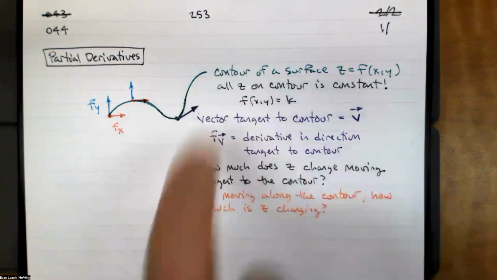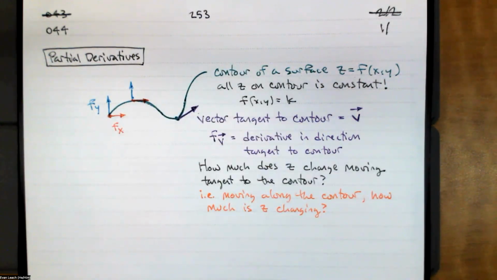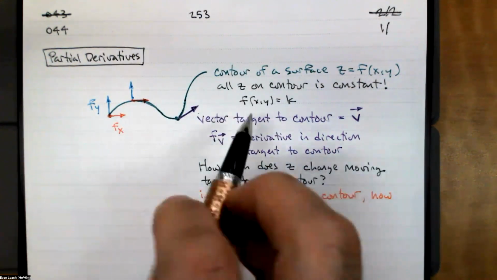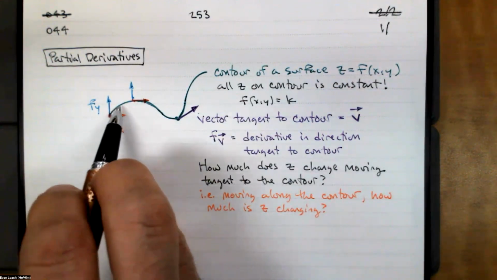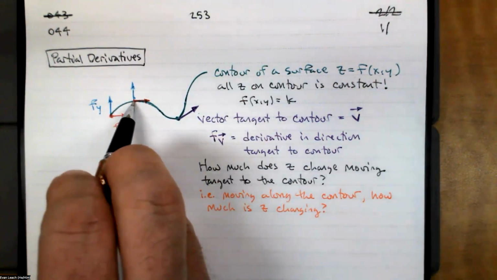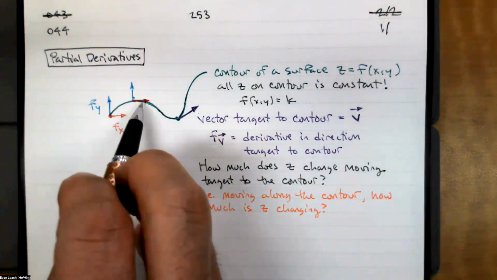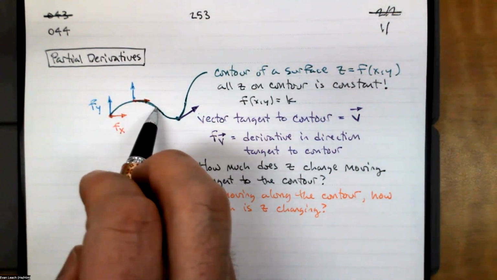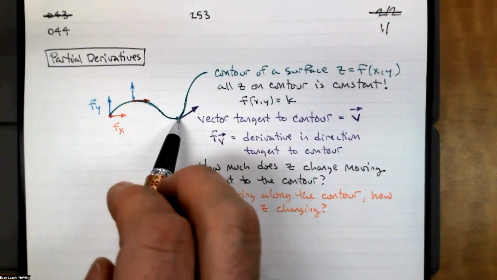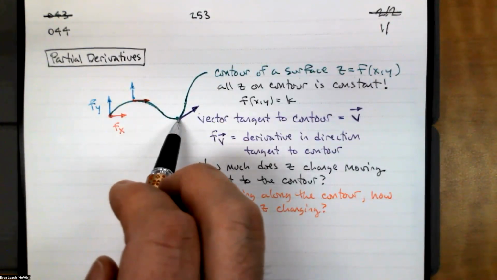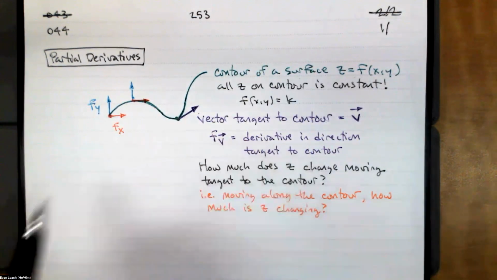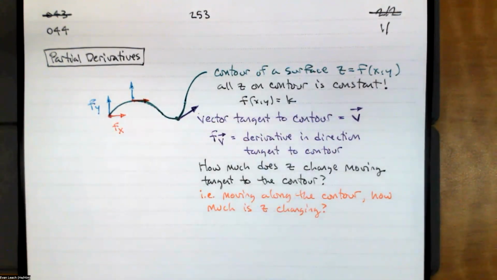So here is a line where the z value is all the same. So z is equal to k at this point. We walk along the contour a little bit. What's our z value here? Also k. What's our z value here? Also k. What's our z value here? K. Whole conversation, one letter. K.